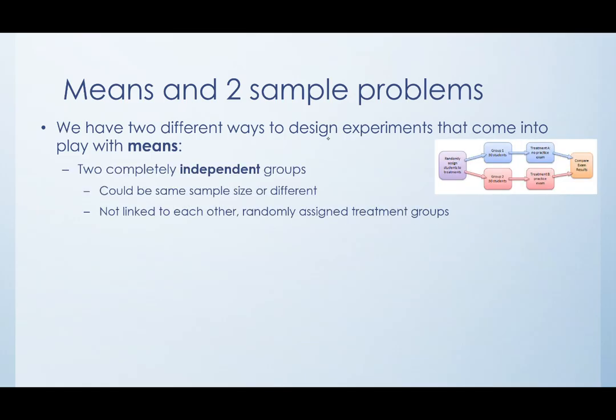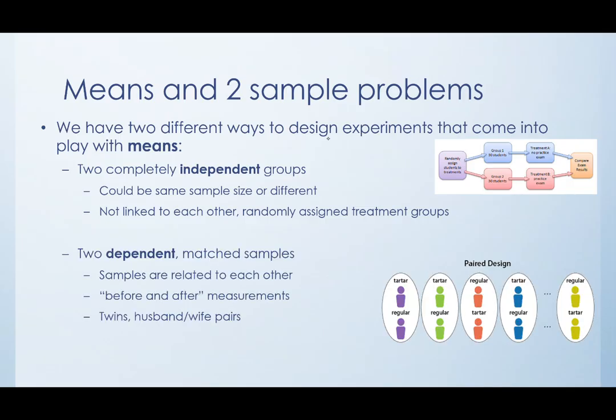Okay, so we have two different ways to set up our experiments or set up our studies. One, we can have two completely independent groups. These could be the same size, they could be different sizes, but the thing is that they are not linked to each other, like you have with randomly assigned treatment groups in an experiment. Okay, so that's option one.